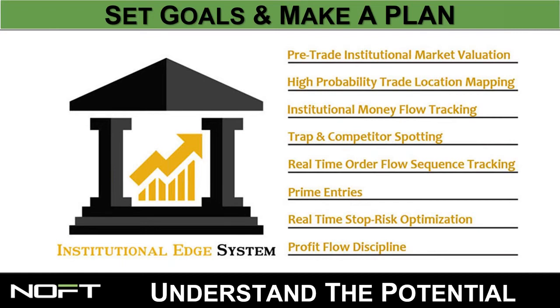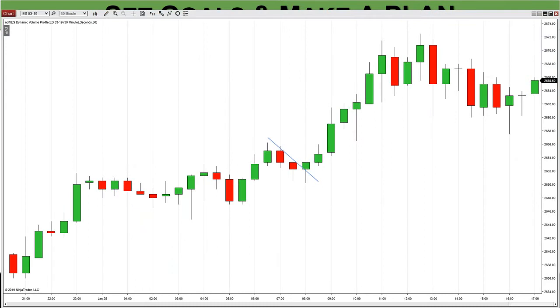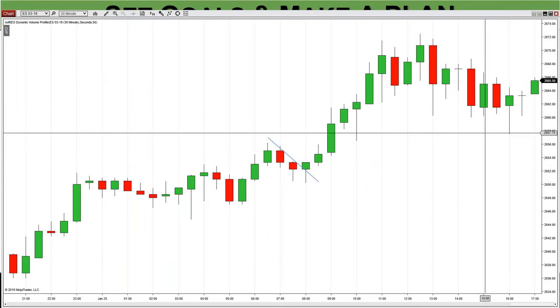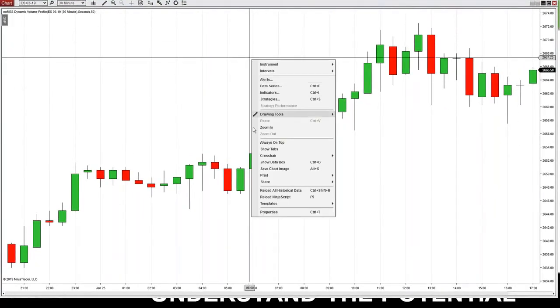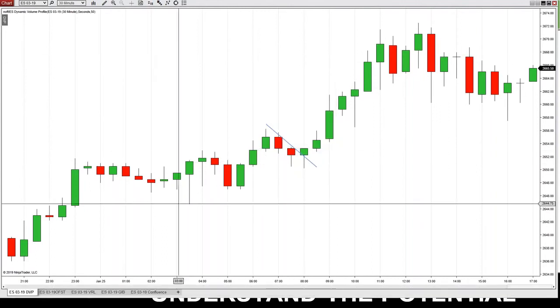Okay, so first thing I'm going to do is introduce some of you to what's called a market footprint. Some of you have seen stuff like this. Some of you have not. So let me move this guy up. I got my little tabs down here at the bottom. Oh, where'd my tabs go? Show tabs. There they are.